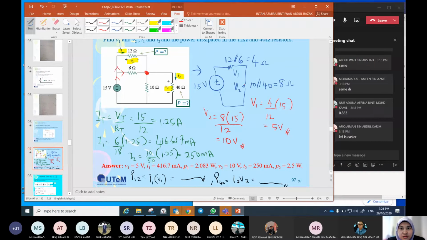Let's say we want to find V1. V1 is equal to 4, the combination of the parallel R, divided by 12. Why 12? Because 4 plus 8. And then multiply with the voltage source 15, we get 5. Or the easier way is by using Ohm's law, just V equals IR. We have I1, which is 416.667 milliamps, multiplied by 12.